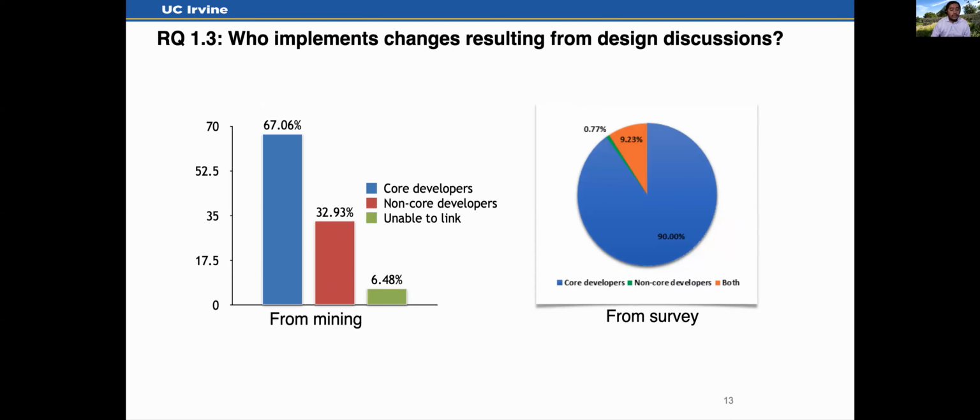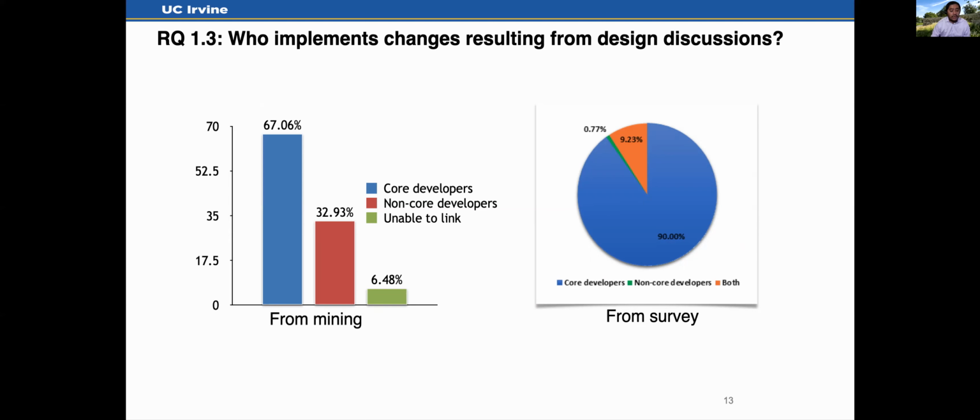Next, we wanted to understand who implements the changes resulting from design discussions. To investigate this, we first identified the assignee of each issue in the issue tracking systems, which were Jira and Bugzilla. In the next step, we linked the assigned issues to the commits in GitHub. As shown in the left side figure, 67% of the changes were authored by core developers and 32% were authored by non-core developers. And 6% of the issues could not be linked due to the missing link problem.